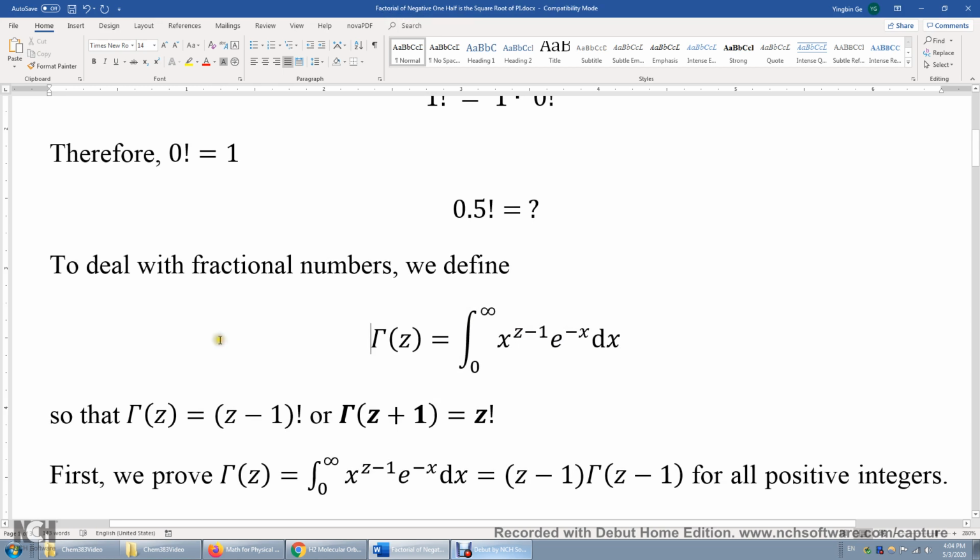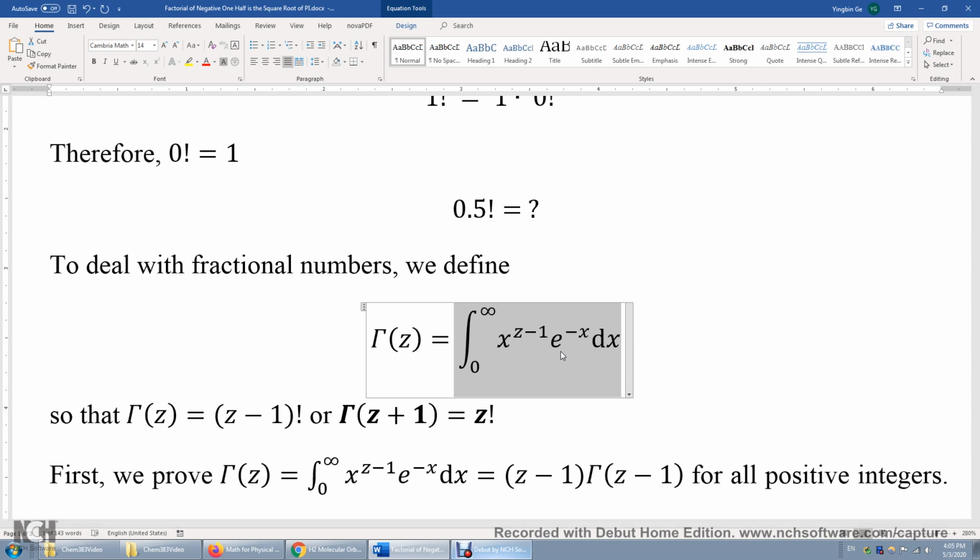And therefore, we will be able to prove this gamma of z is equal to z minus 1 factorial, or the gamma function of z plus 1 is equal to z factorial for all integers. And make sure that you understand this is a smooth function. It's not continuous at several negative numbers, but it's a smooth function.